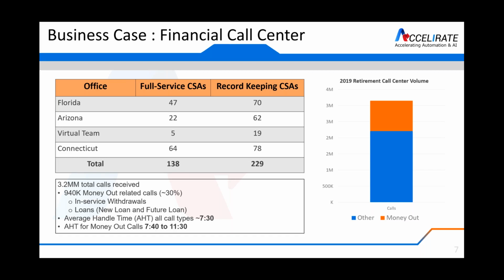So all these call centers together received around 3.2 million calls every single year. And 30% of these total calls, which is about 940K calls, were specific to a process named money out. I'll talk more details about the money out process in the next few slides. But before that, if you look at the average handling time for each one of these money out calls, it used to vary anywhere between 7 minutes 40 seconds through 11 minutes 30 seconds.